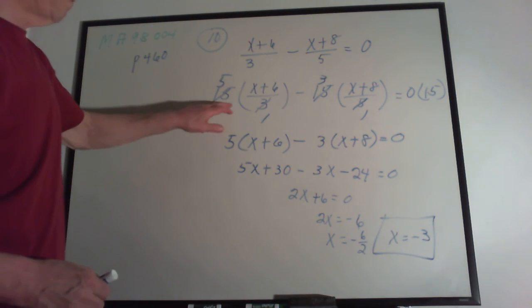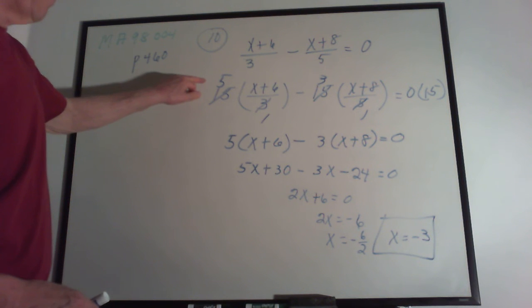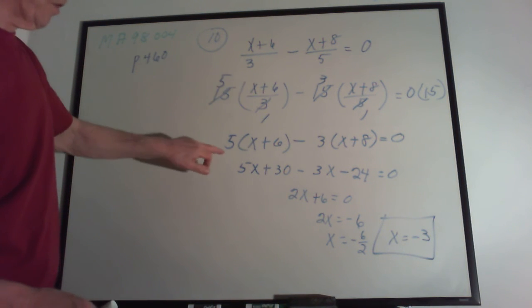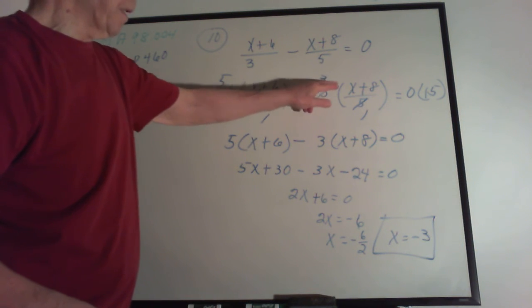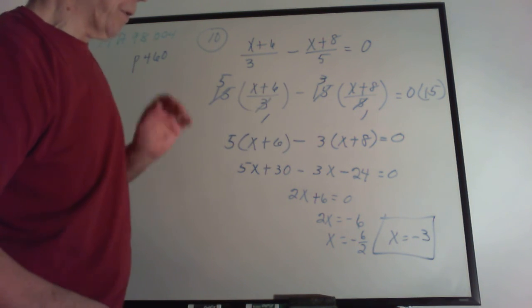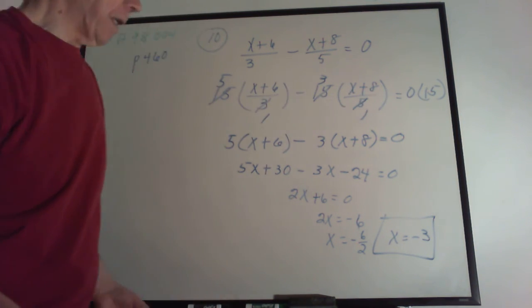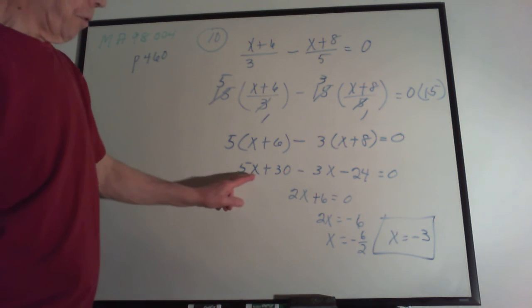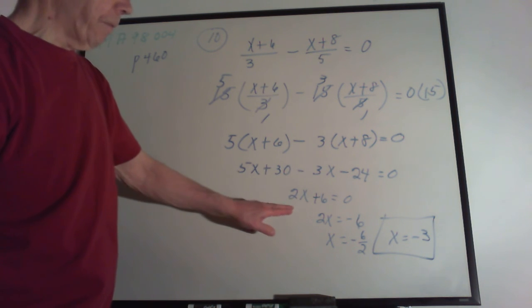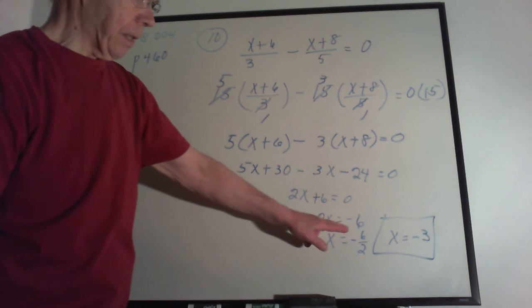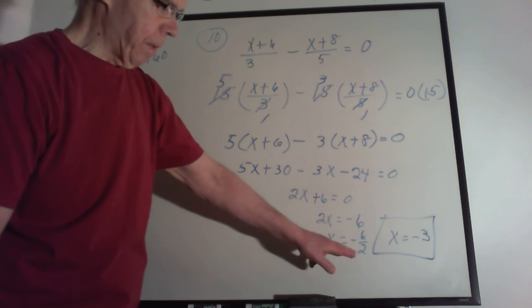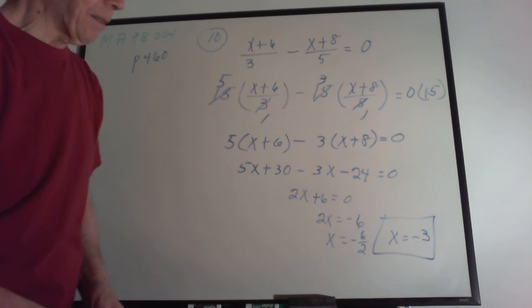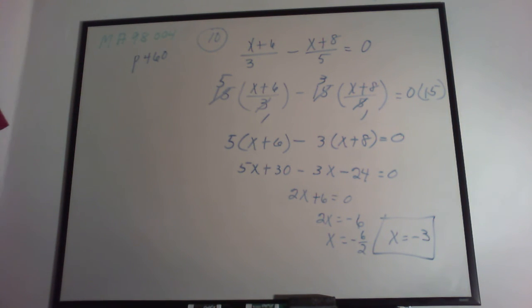All right, so 15 divided by 3 is 5, so I have to multiply x plus 6 by 5. 15 divided by 5 is 3, so I have to multiply x plus 8 by 3. 0 times 15 is 0. So I multiply them through, simplify it, bring the 6 to the other side, which means it becomes a -6. Divide both sides by 2, I'm going to end up with x equals -3. Try number 12.